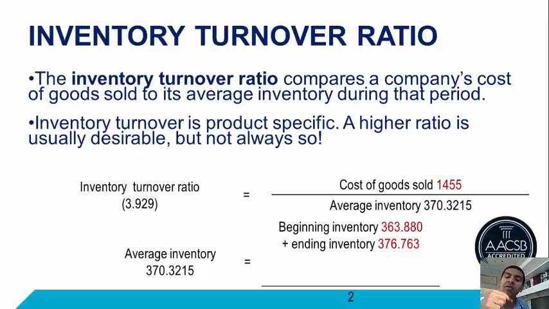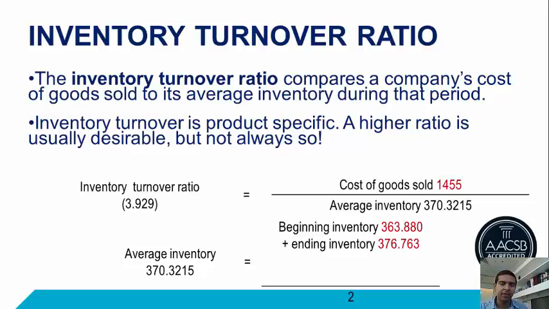Beginning inventory is the inventory balance at the end of last year, because the end of last year becomes the start of this year, and ending inventory is the inventory balance at the end of this year. Beginning plus ending divided by 2 is your average inventory. So the formula for inventory turnover is cost of goods sold divided by average inventory. What's cost of goods sold? It's the total cost of the goods that you've sold this period, the cost price of the goods you've sold.